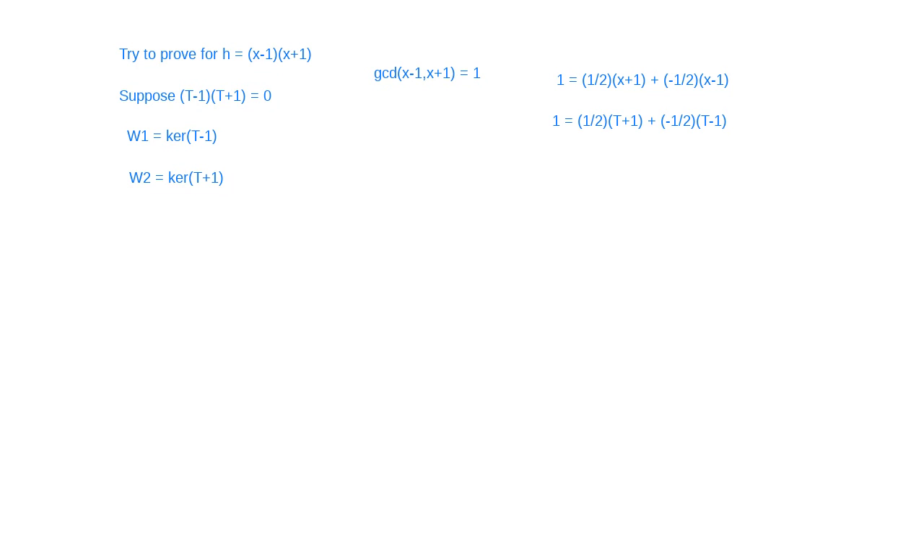And in particular, if v is any vector, then v is just a half times t plus 1 of v plus negative a half times t minus 1 of v. And if you want, you can take this equation and expand everything, and you would just get v. Now I'll call this first vector w1, and I'll call the second vector w2.